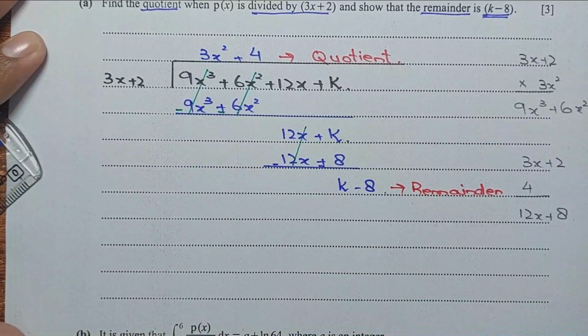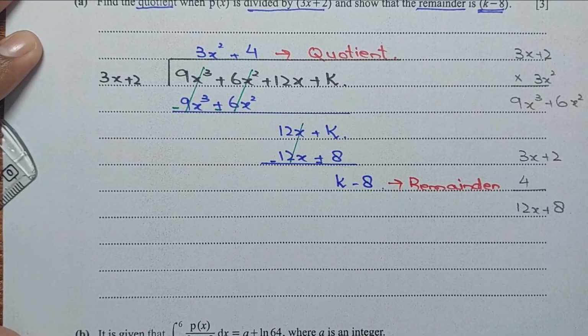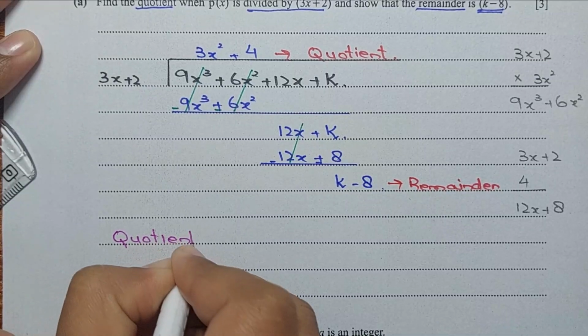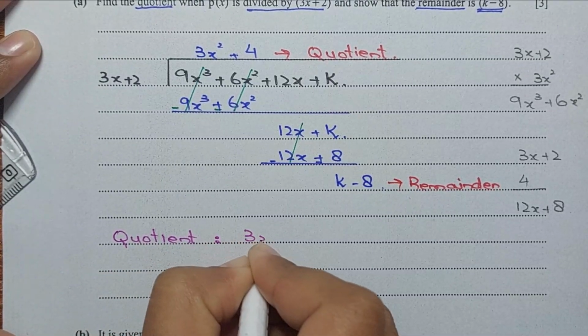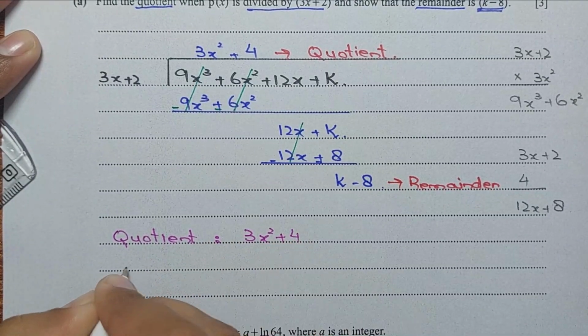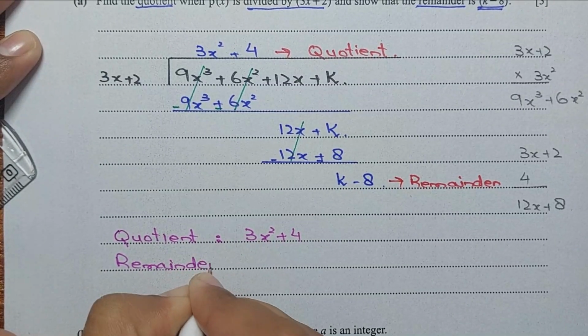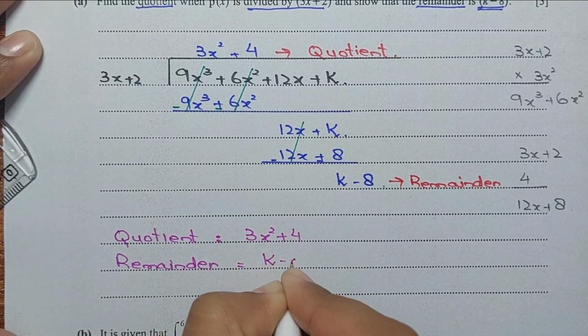Okay, now we can say the quotient is, we need to figure out the quotient, which is 3x square plus 4, and we need to show that the remainder should be k minus 8.